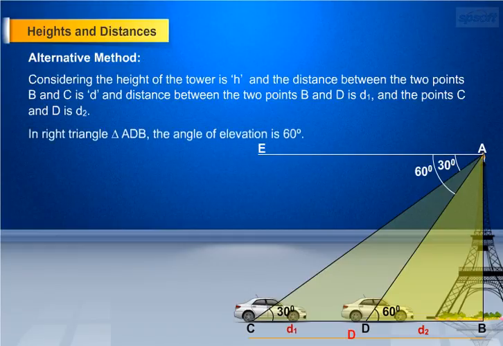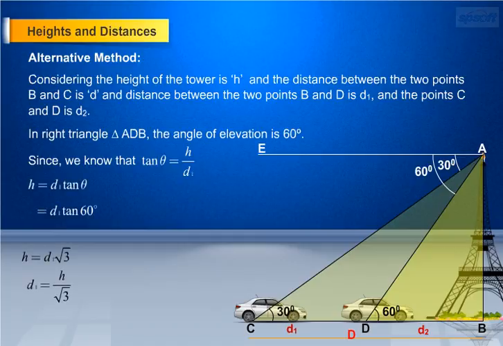In right triangle ADB, the angle of elevation is 60 degrees. Since we know that tan theta equals h by d1, this implies that h equals d1 tan theta. This implies that h equals d1 tan 60 degrees. As we know that tan 60 degrees equals √3, we have h equals d1 √3. This implies that d1 equals h by √3. Make it equation 1.